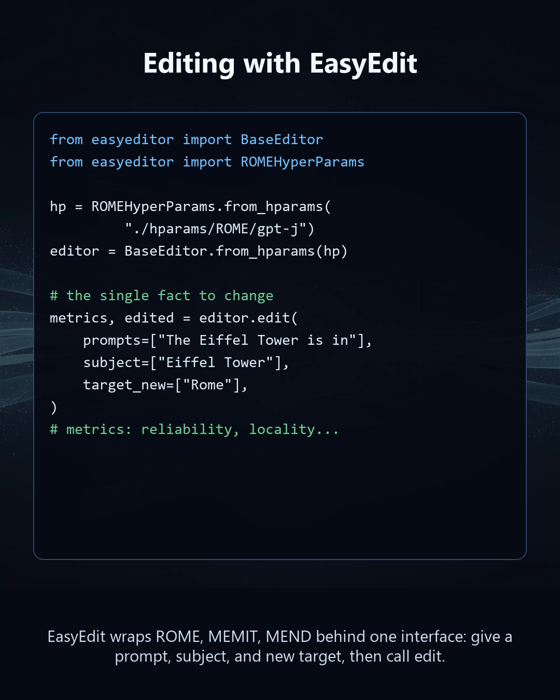In practice, you rarely implement this by hand. EasyEdit, an open-source framework from Zhejiang University, wraps ROME, MEMIT, MEND, and more behind one clean interface. You describe the edit: the prompt, the subject, and the new target answer. You pick a method, point it at your model, and call edit. It hands back an edited model plus a scorecard on those reliability and locality metrics.